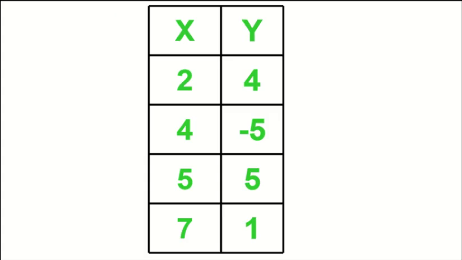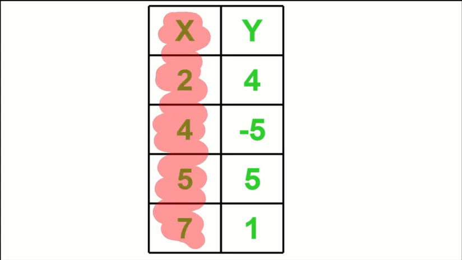So the way this looks, we get a table. Which letter did I say is the input? X. X is the input. So we look at the inputs. I look at my x values. Are all of them different? Yes. So guess what that means? This is a function. If all the x values are different, automatically we got a function. Okay? Makes sense? Easy enough, right?